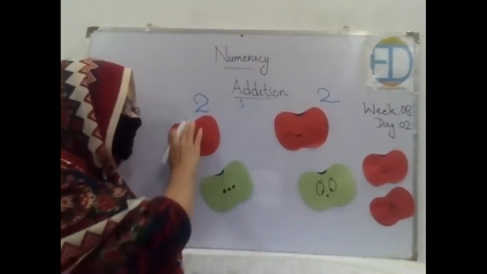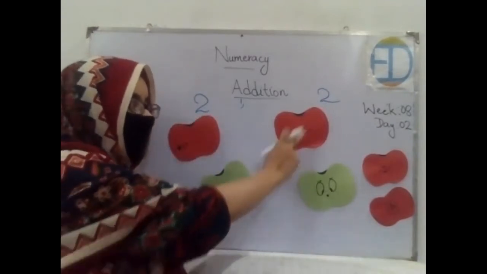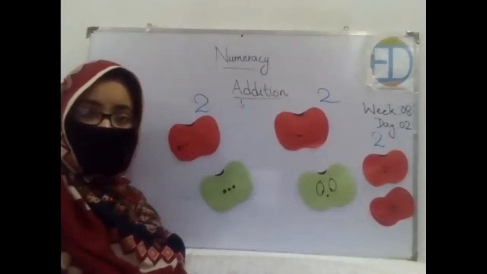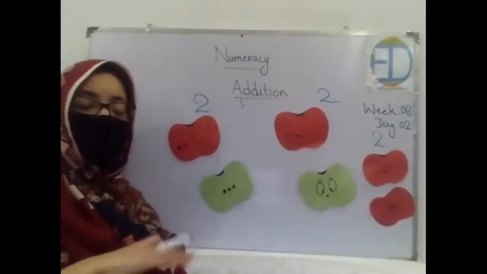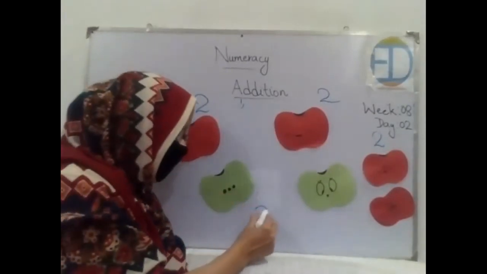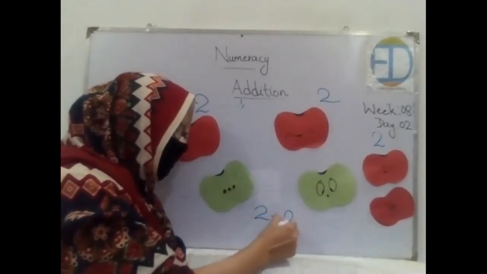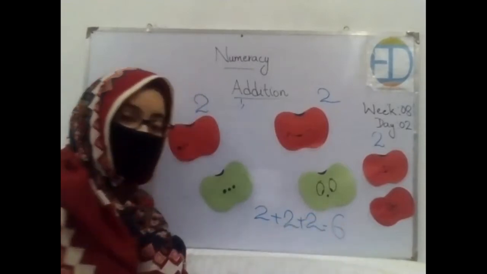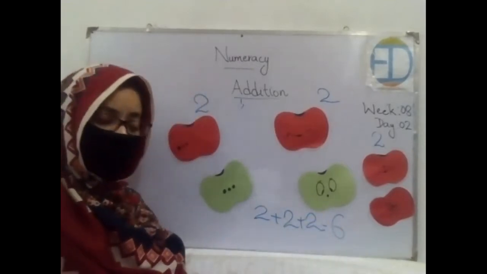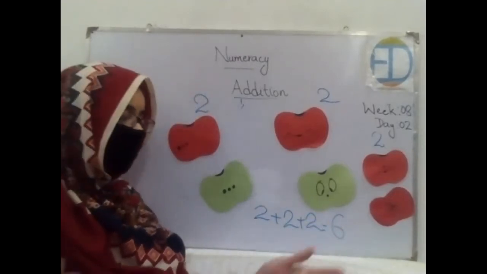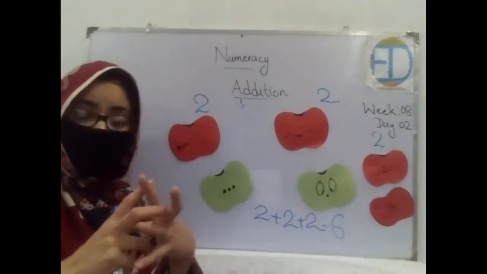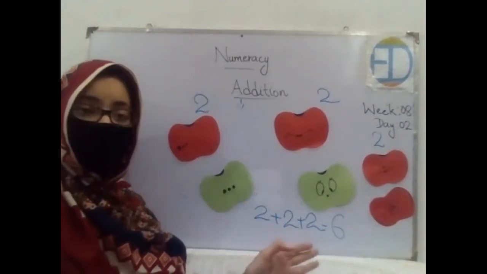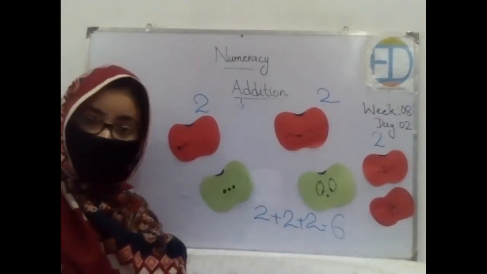So the first kid has two apples, the second one has two apples, and the third one again has two apples, right? So in the classroom, how many apples do the students have collectively? 2 plus 2 plus 2. And the answer is number 6. So if we want to know the value of them all together on a collective basis, we add the numbers and then we get the final value, right?